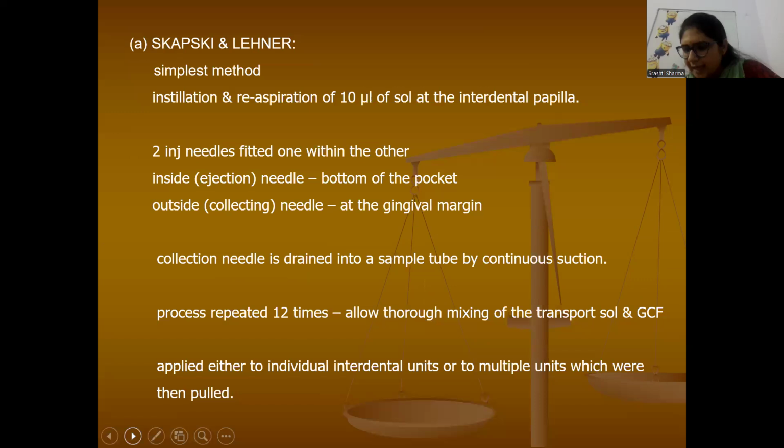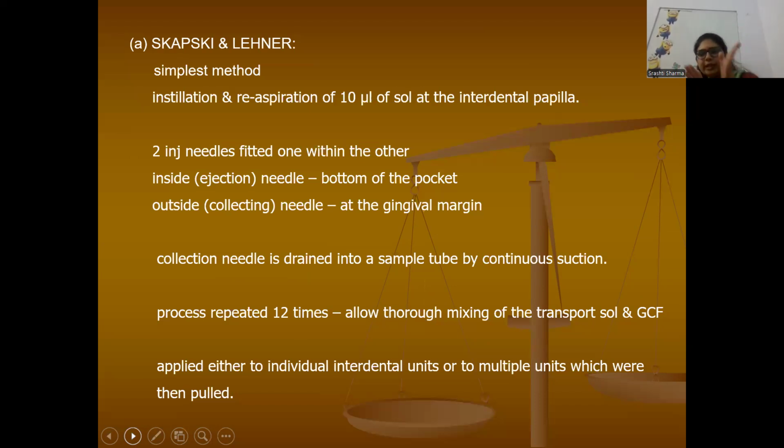Okay. Then came the Stoskey and Linear method. It was the simplest method. It involved instillation and re-aspiration of 10 microliters of solution at the interdental papilla, using two injection needles fitted one within the other.